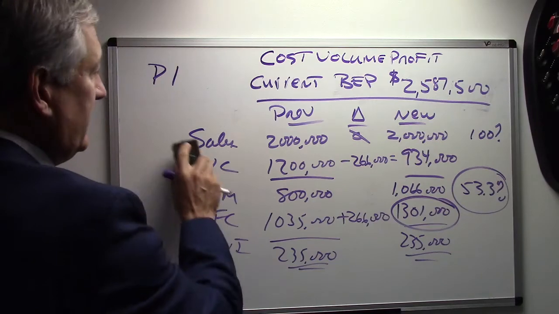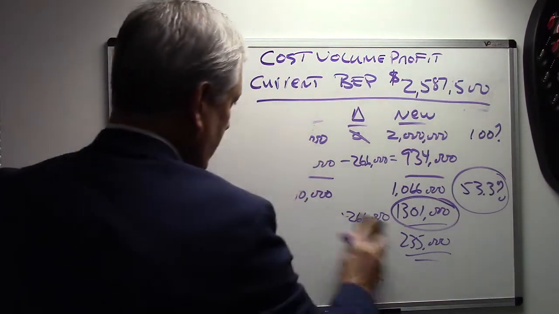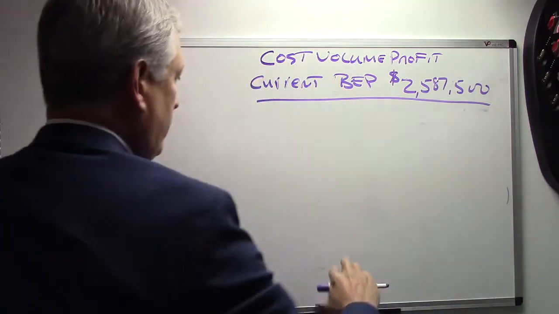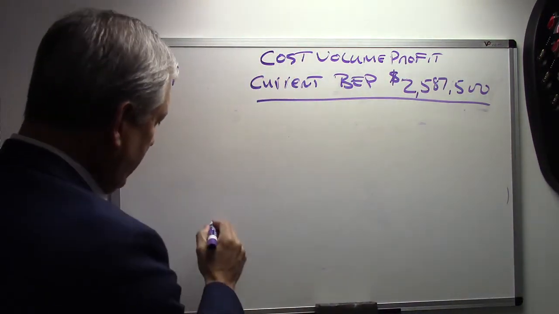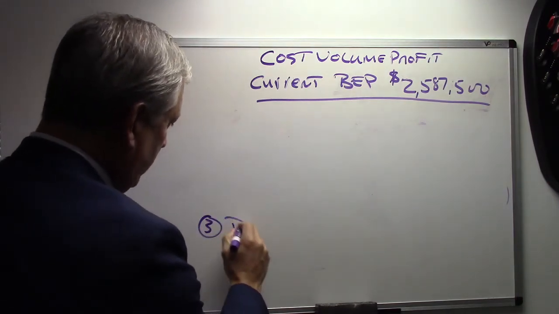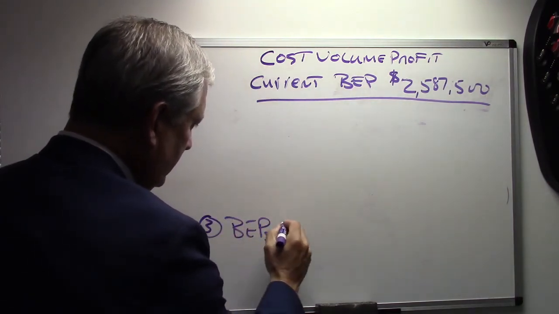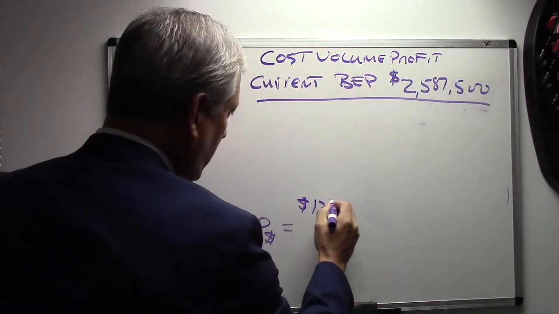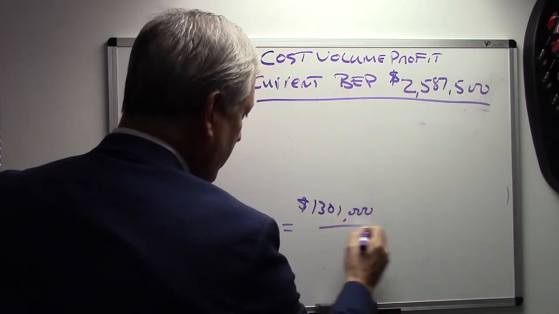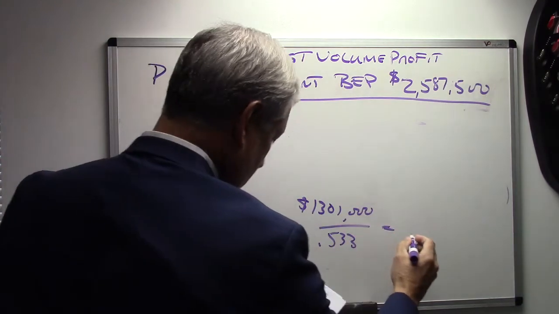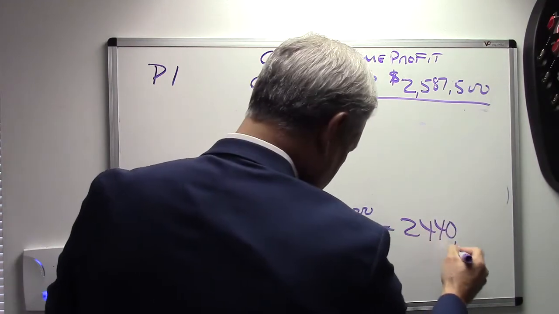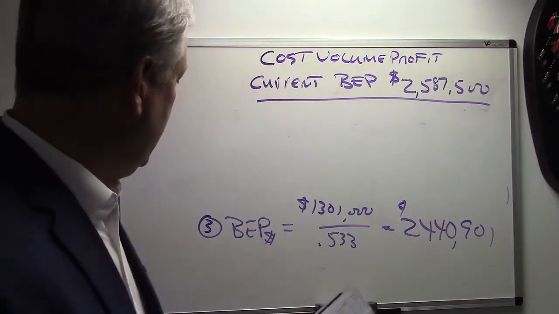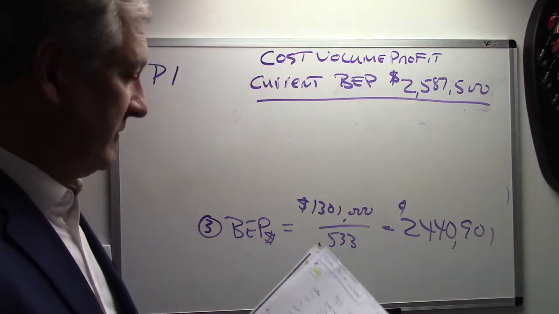So let's take a look. Let's do that calculation. So this is our third scenario, right? It's going to be BEP dollars, fixed cost divided by the contribution margin ratio. 1,301 divided by 0.533 equals 2,440,901. That's the new break-even point in sales dollars.